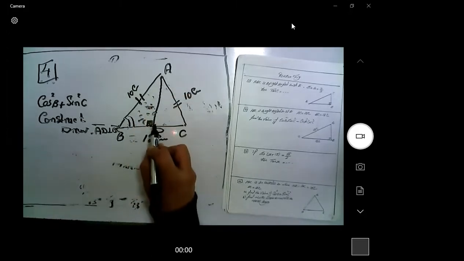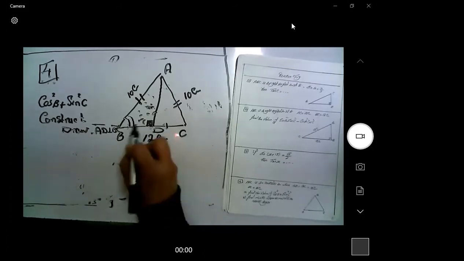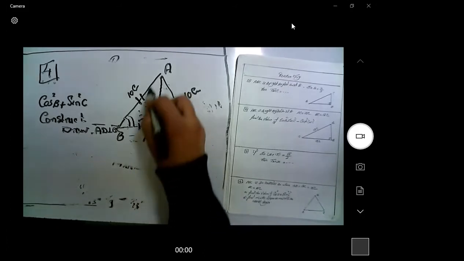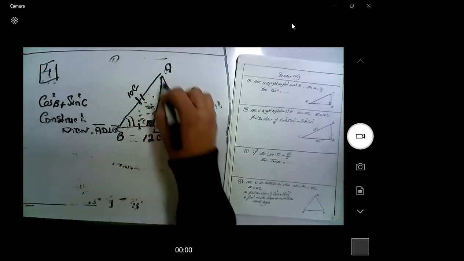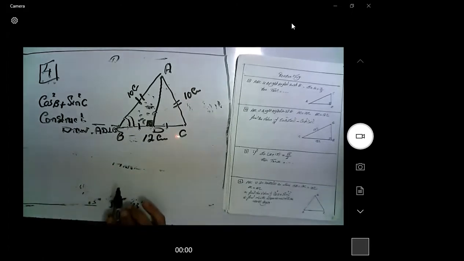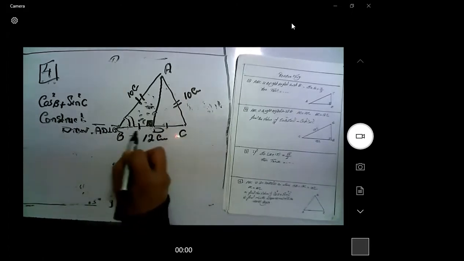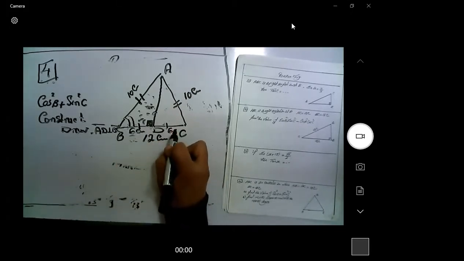AD, which is drawn perpendicular to BC, bisects BC because the perpendicular drawn from the vertex of an isosceles triangle bisects the base. Then the length of BD equals 6 centimeters, DC 6 centimeters.